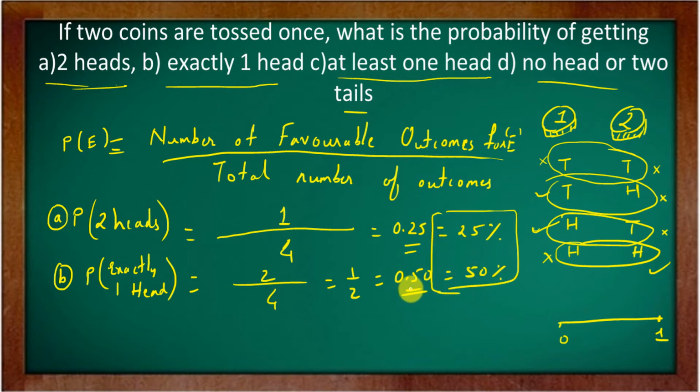So this probability is 0.5. So this probability will come somewhere here, right? This will be 0.5. All right.